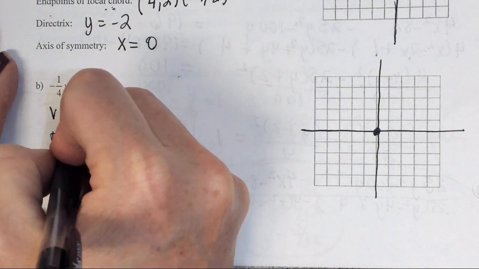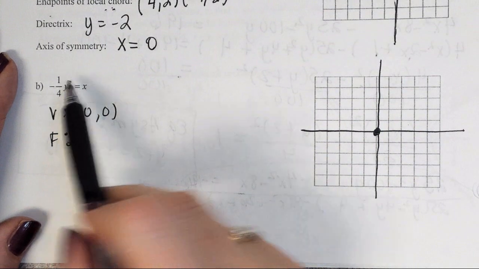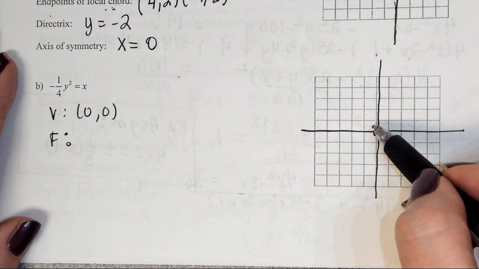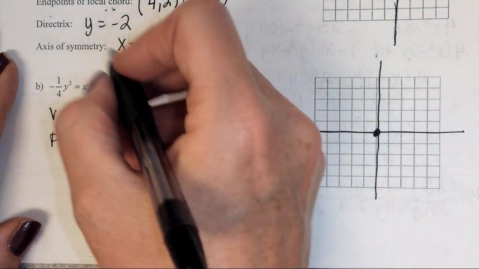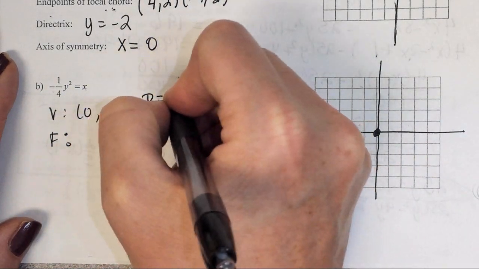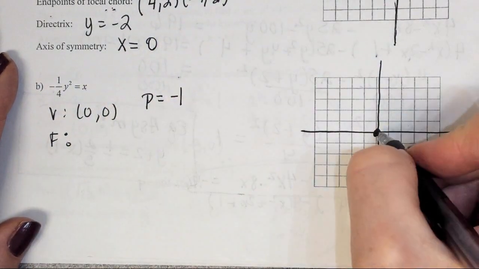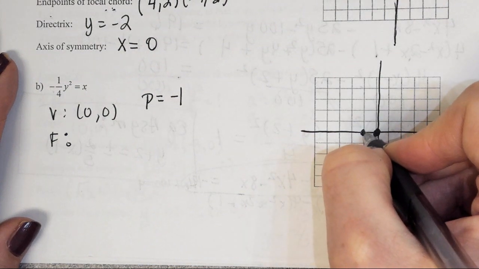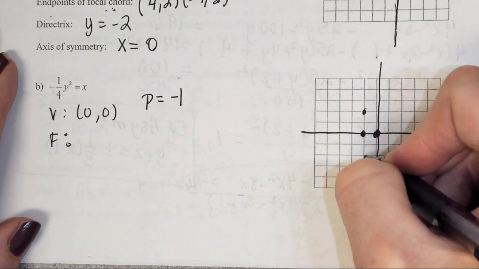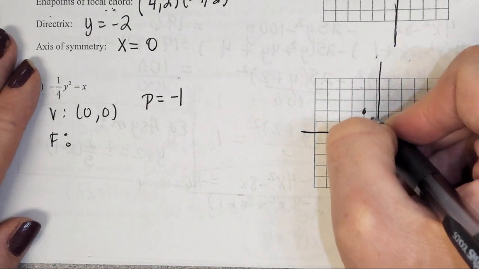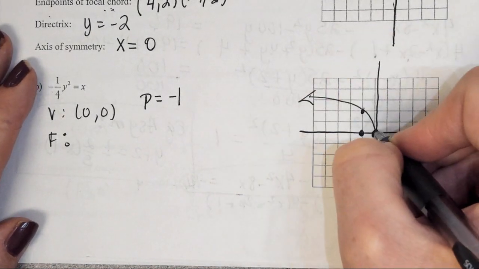Okay, focus this time. Well, if y is getting squared, I'm going to have 2 y's, so it's going to open right or left. Negative makes it left. The p-value is going to be negative 1, so I'm going to go 1 unit to the left. That's a 4, so I know I'm going to go up 2 and down 2 to create the width of that focal chord.